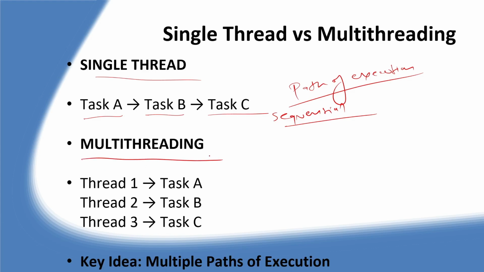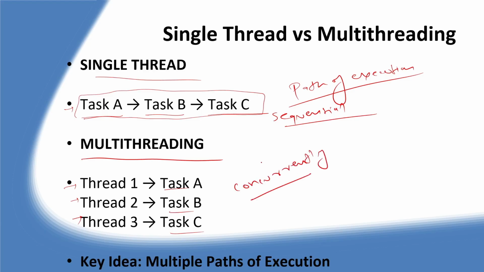But with multi-threading, we can have multiple threads representing multiple paths of execution within the same application. Here we have only a single thread, which is fulfilling all these three tasks. But for multi-threading, we have different threads for performing different tasks. So these threads can perform different tasks concurrently. This is an important point.